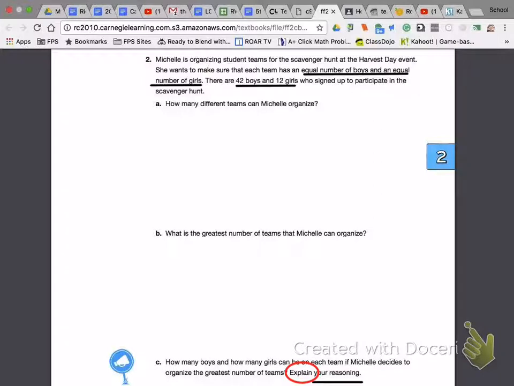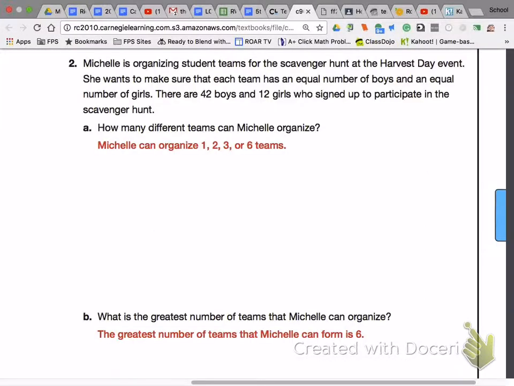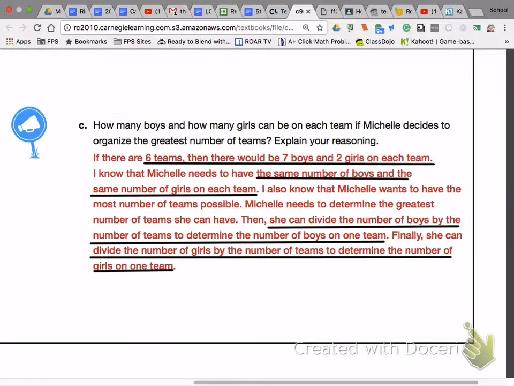Please turn to page 71 and answer number 2, letters A, B, and C with your group. For letter A, Michelle can organize 1, 2, 3, or 6 teams. And for letter B, the greatest number of teams that Michelle can form is 6. For letter C, if there are 6 teams, then there would be 7 boys and 2 girls on each team.